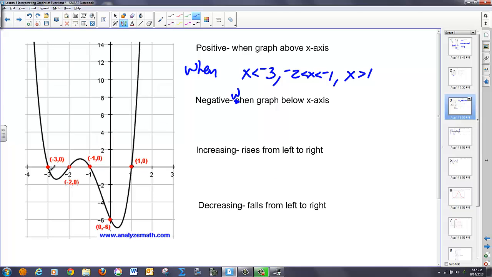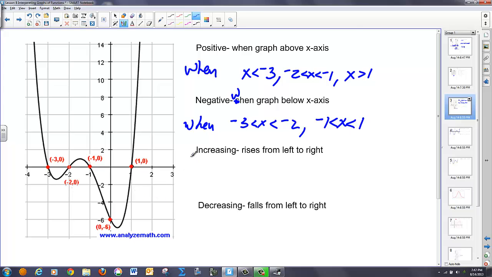When it's negative is when it's below. And you'll see it's below between an x value of -3 and -2. So I can say it's negative when x is greater than -3 but less than -2. And it's also underneath between values of -1 and 1 for x. So -1 is less than x, which is less than 1.